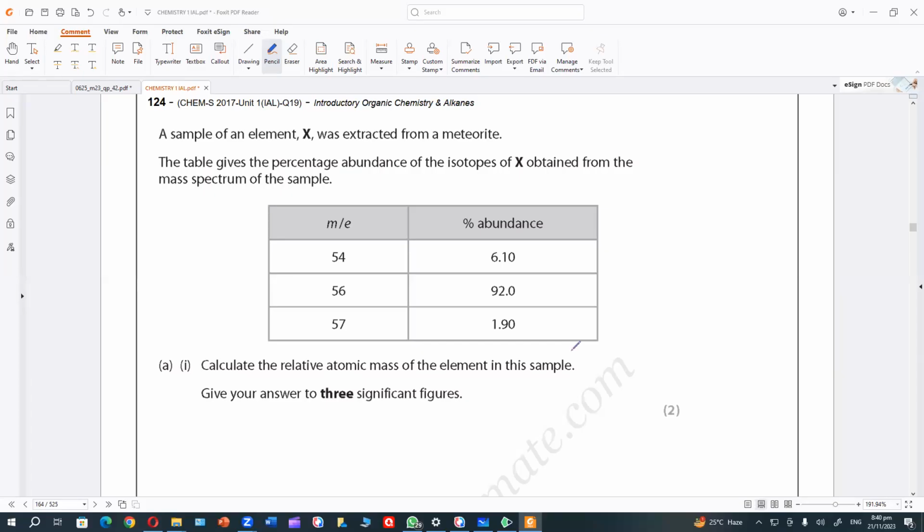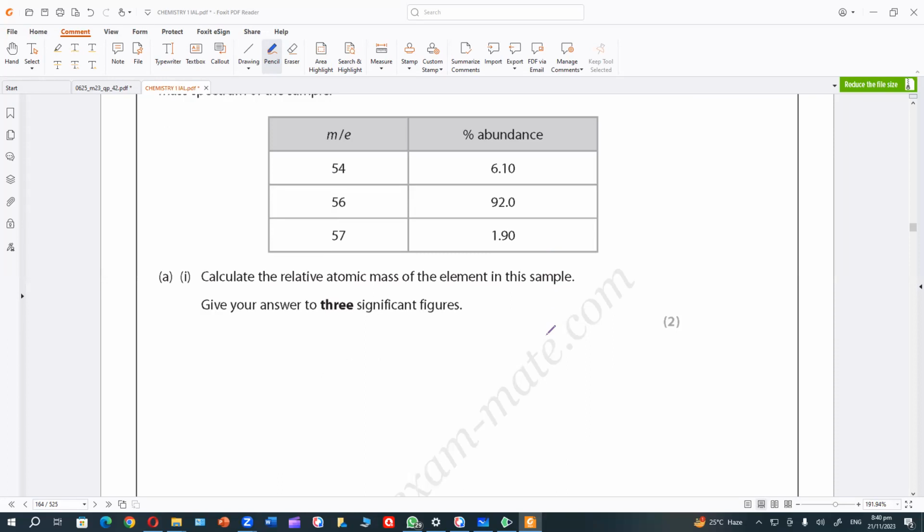A sample of an element X was extracted from a meteoroid. The table gives the percentage abundance of the isotopes of X obtained from the mass spectrum of the sample. Calculate the relative atomic mass.